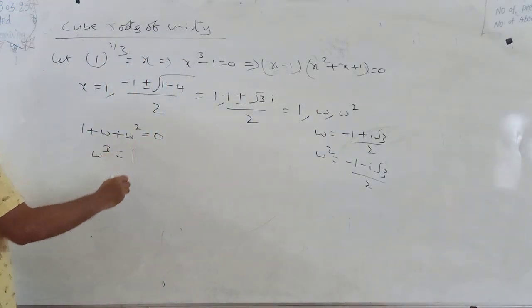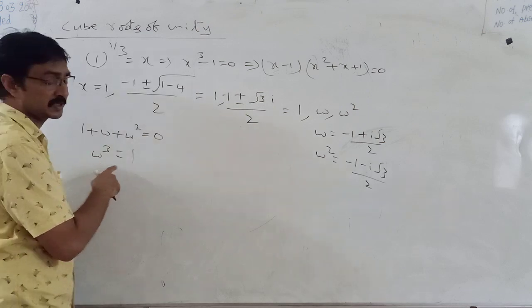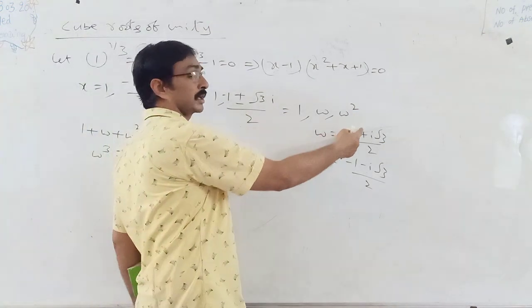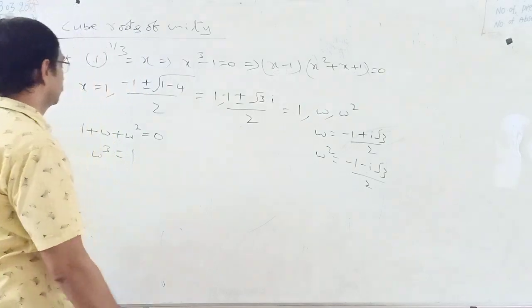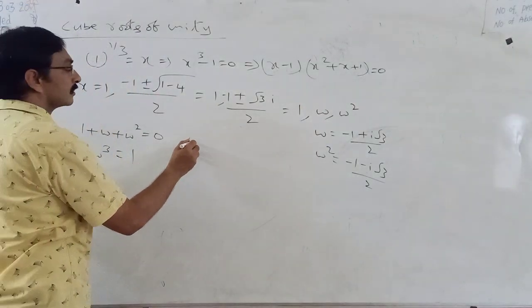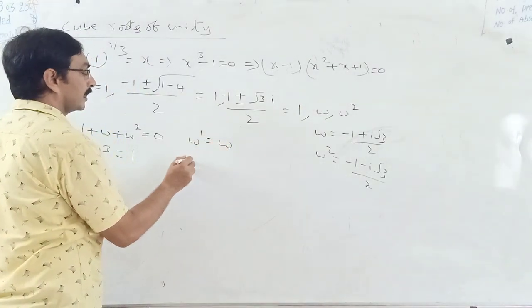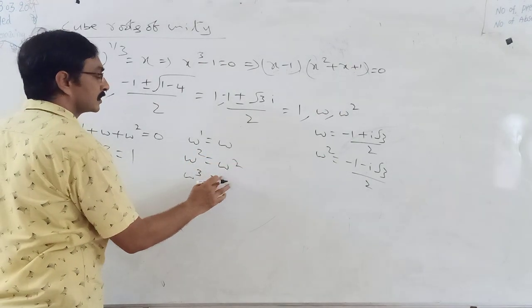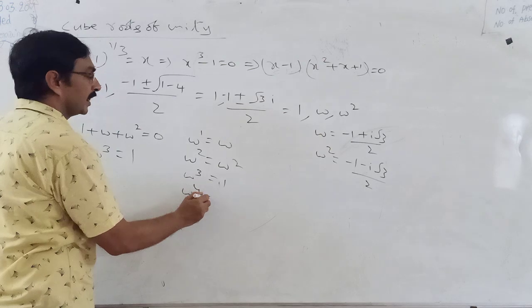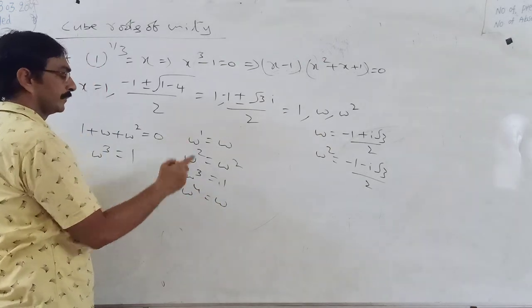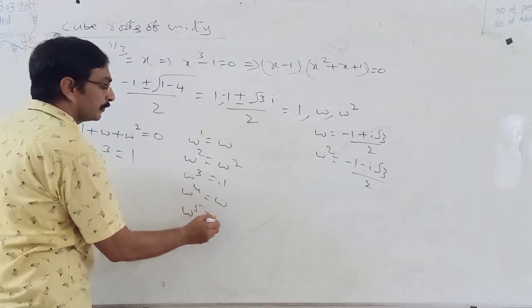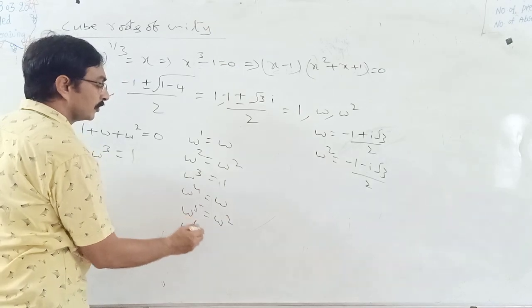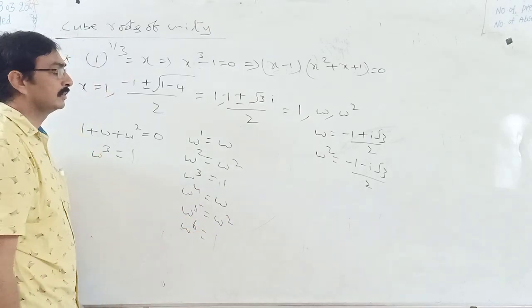And omega cube equal to 1. Omega cube means omega square into omega. See, the product of these two is always 1. That is, omega power 1 is omega. Omega square is omega square. Omega cube is 1. Omega power 4 is omega. Omega power 5 is omega square. Omega power 6 is again 1.